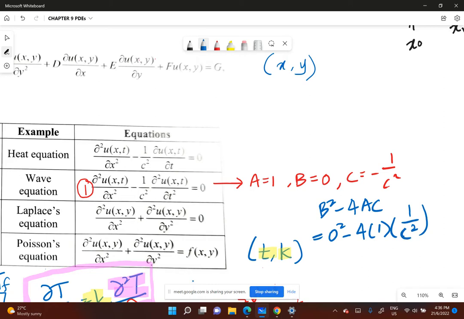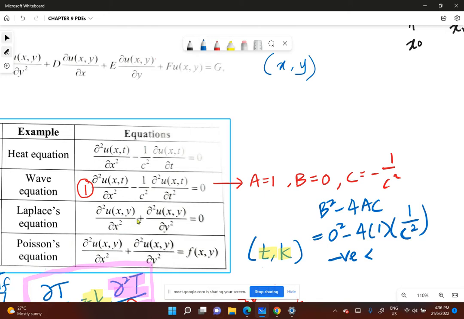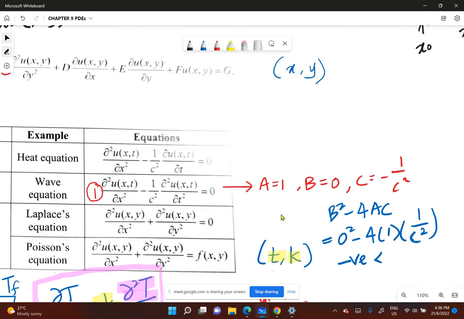So katalah C, let's say C is negative. When we square, it become positive. So here, negative 4. So that means dia akan jadi negative. Kan? It become negative value. Positive. Sorry. Positif. Sekejap. 4AC. C negative 1 over C square. Oh, okay, sorry. This is negative, so negative here times negative here. Dia akan jadi positive.